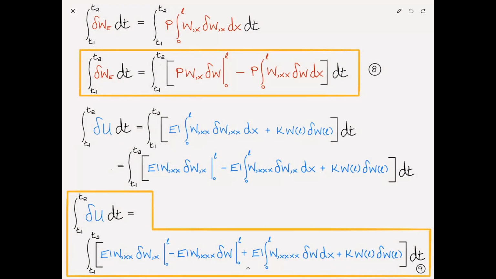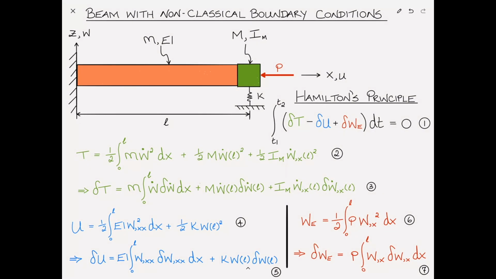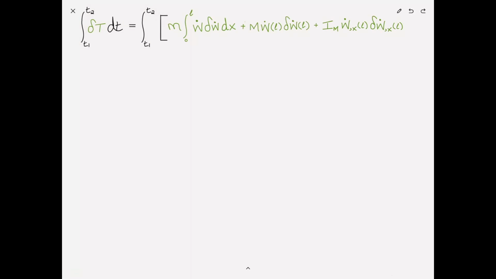So the integral from T1 to T2 of del T dt is equal to the integral from T1 to T2 of, then we're just going to substitute equation 3 in there. I'm just going to paste it all in there, dt. Okay, so the next step, what I'm going to do is just break this up into two separate integrals. I'm going to separate the one term that has the integral from 0 to L from the rest.